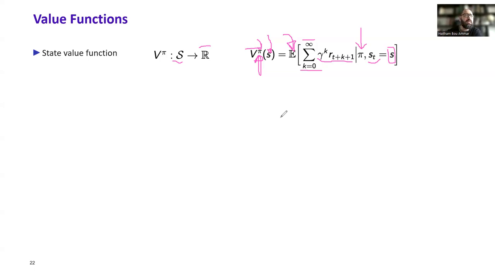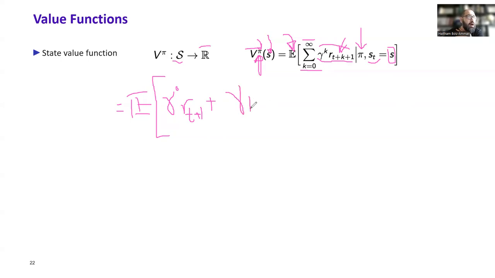Let's actually look into this in more detail. For now, let's ignore this expectation, just put it on the side. Keep just this E, and we're not really going to be very interested in it now. But let's look into this equation. For k equals zero, what do we have? We have gamma to the power zero, because k equals zero, and then R of t plus k plus one, so R of t plus zero plus one, so it is R of t plus one. Plus, now for k equals one, what do we get? We get gamma.